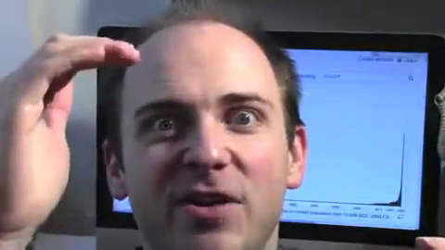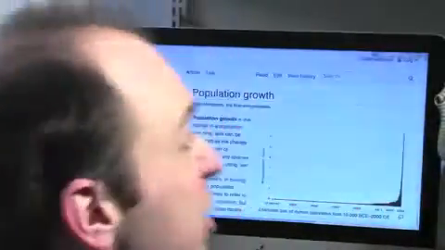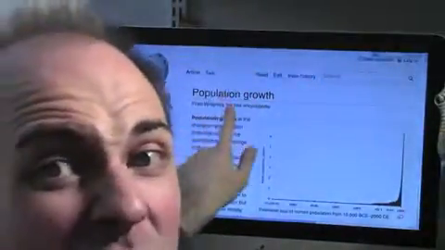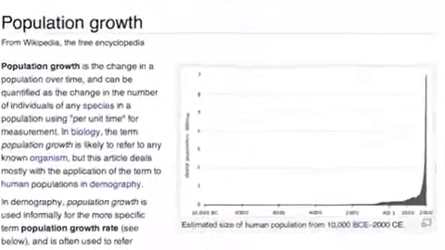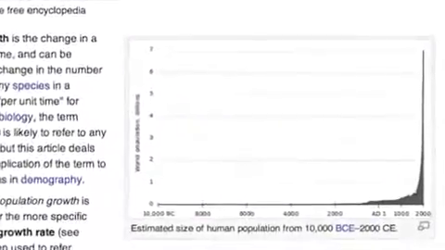There's tons more examples of functions coming from the real world. Here's one, human population. It's a function. The input is a year. The output is the number of people alive during that year. If you want to see this function, just take a look at Wikipedia and the article on population growth. There's a graph of that function. Along the x-axis is years, and along the y-axis is the human population.